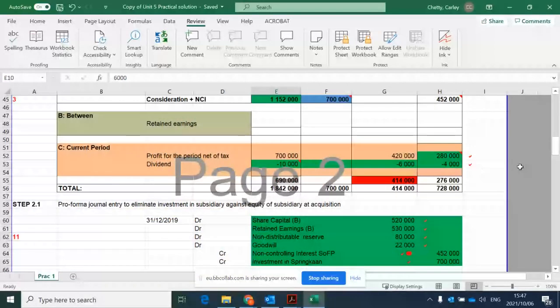Okay, but if we go back to the journal entries here, we have eliminated our investment in our subsidiary, which was 700,000 Rand, against the equity purchased. And we calculated goodwill as being 22,000 Rand. Now, because we eliminated 100% here of equity, but we only own 60%, we need to show the non-controlling interest portion, and this will be shown in the statement of financial position. Okay, so that is the at-acquisition journal entries when you have non-controlling interest.